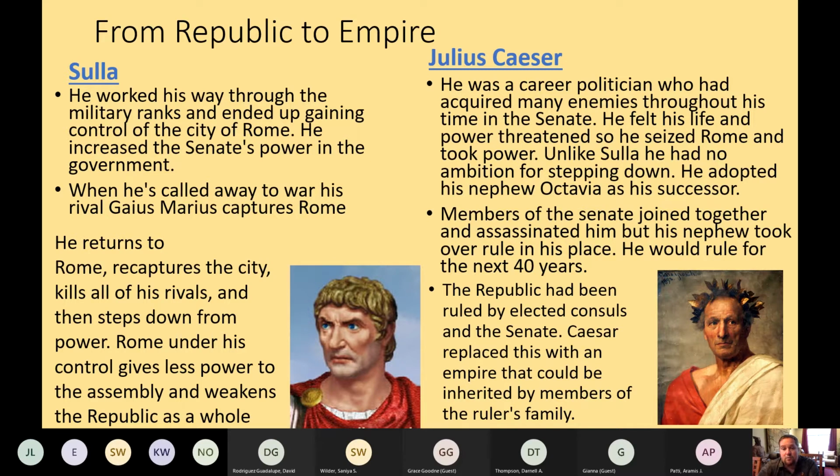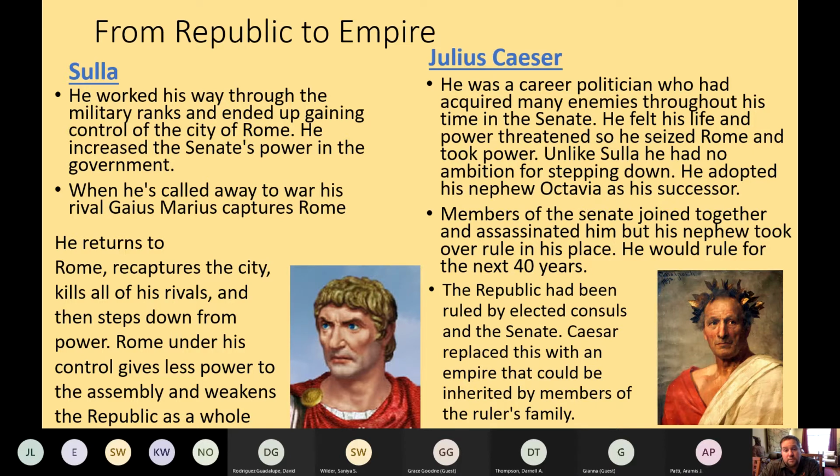And at this time, there had been so many wars with all these other senators fighting it out and bloodshed, that a lot of people liked Julius Caesar because they thought that his power would lead to stability in the country. But unlike Sulla, he had no ambition of stepping down, and he actually adopted his nephew, Octavian, to be his successor. Members of the Senate joined together and assassinated Julius Caesar, but his nephew took over to rule in his place, and he would rule for the next 40 years.